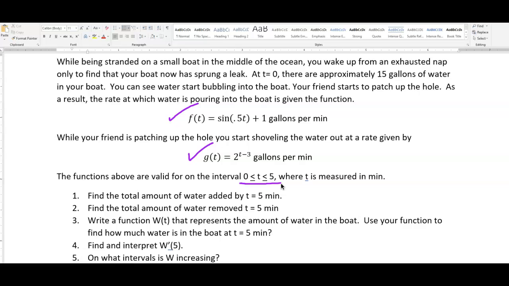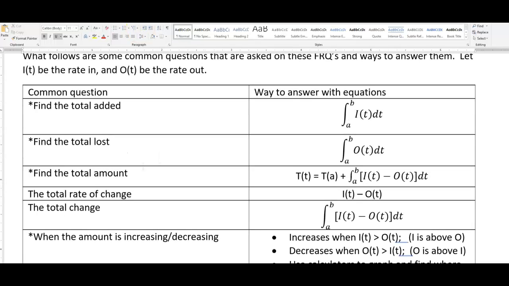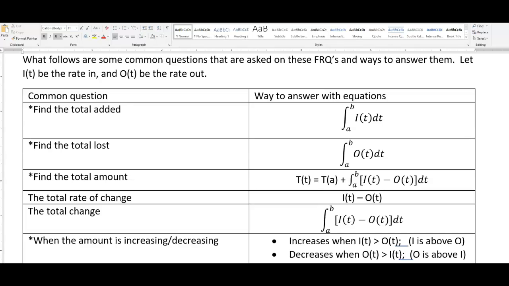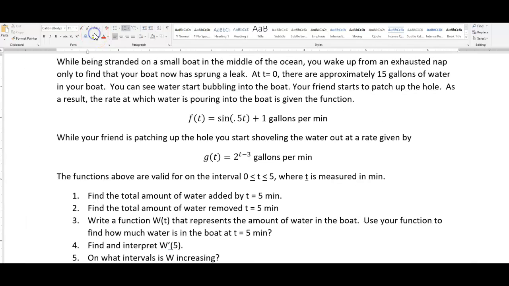All right, so let's go ahead and take a look at number 1. Number 1 says, find the total amount of water that was added. Let's go to our reference sheet here. If you want to find the total amount that was added, you're going to take the rate-in function and integrate it on the interval that they are telling you to integrate for. So, for this particular problem, my rate-in function is f, so I will be integrating the f function.